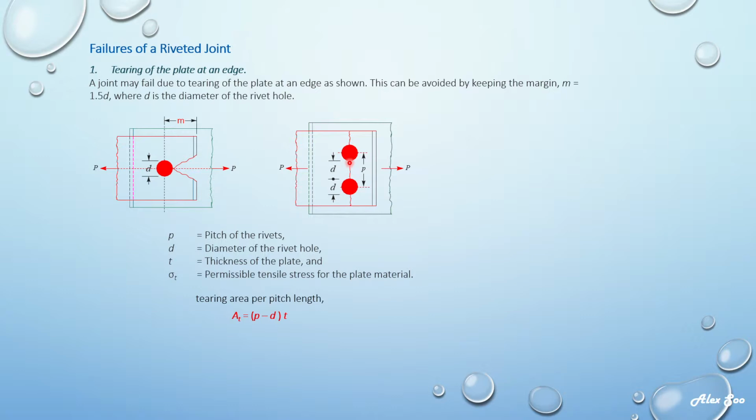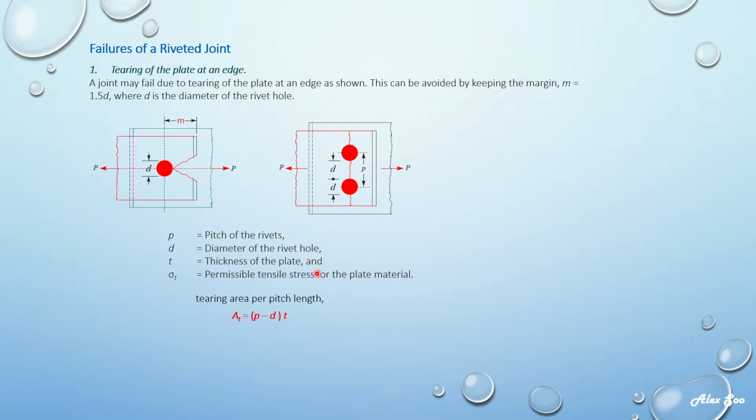Okay, so this length here is given as P minus D, where P is the pitch and D is the diameter of the hole. T will be the thickness of the plate, just like this. So this will give you the area that is subjected to tearing.